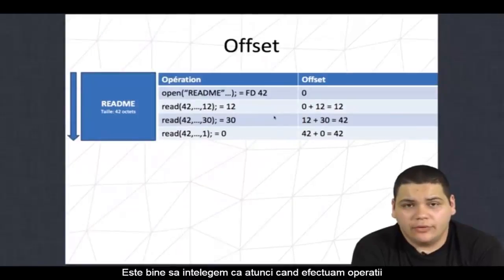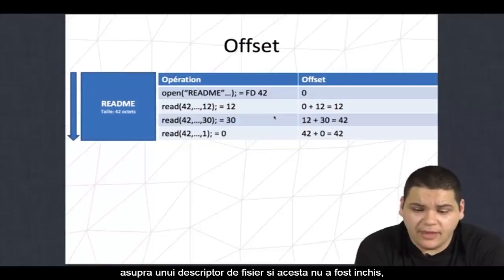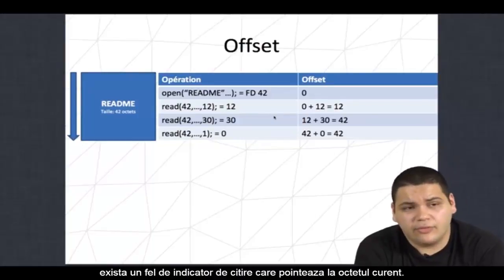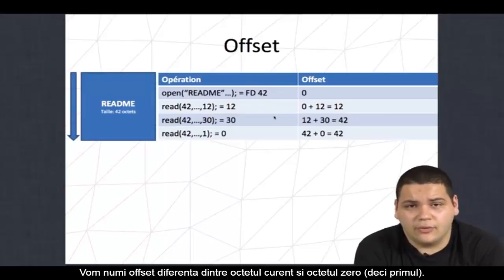You have to understand that when we run operations on a file descriptor and that one hasn't been closed, there's a sort of reading head that points to the ongoing byte. Let's call the difference between the ongoing byte and the byte 0 the offset.